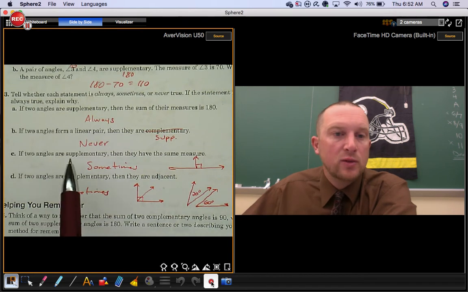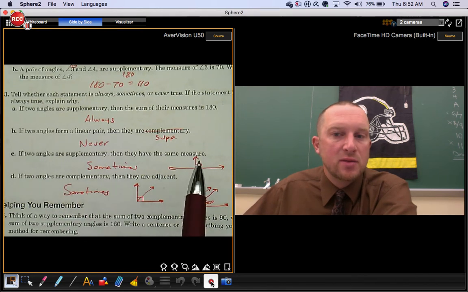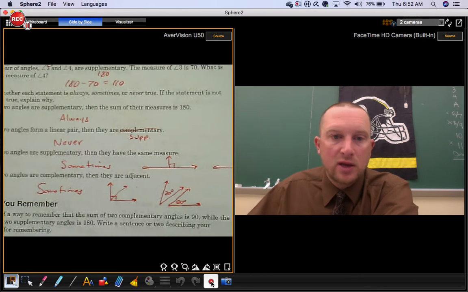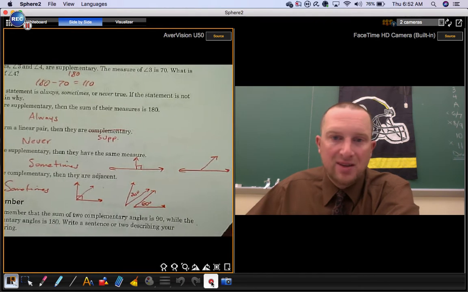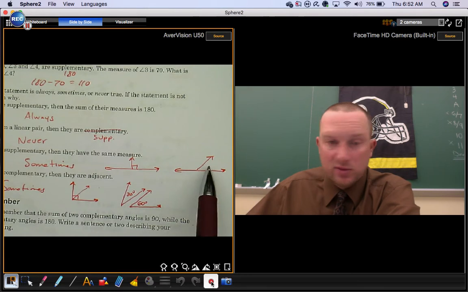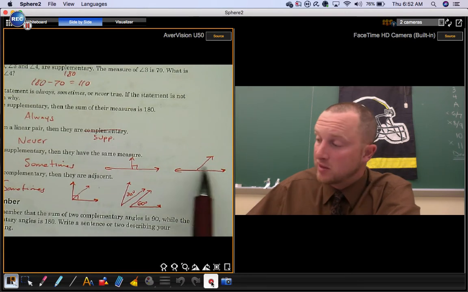Part C, if two angles are supplementary, then they have the same measure. Yeah, that could definitely happen. It would look like this. These two angles are supplementary because they make that line, and they also have the same measure. But it doesn't have to happen like that. These two angles are supplementary and they don't have the same measure. That's acute, that's obtuse.